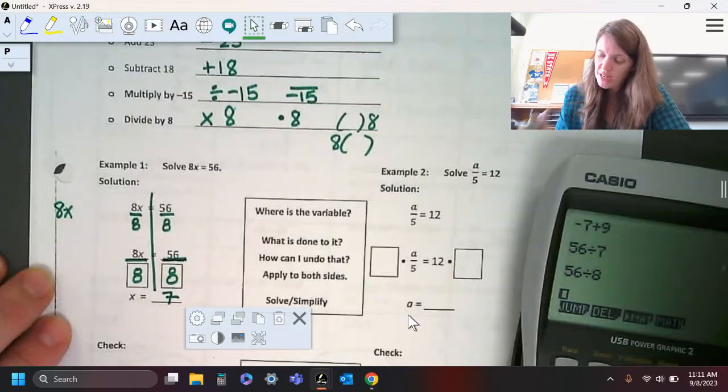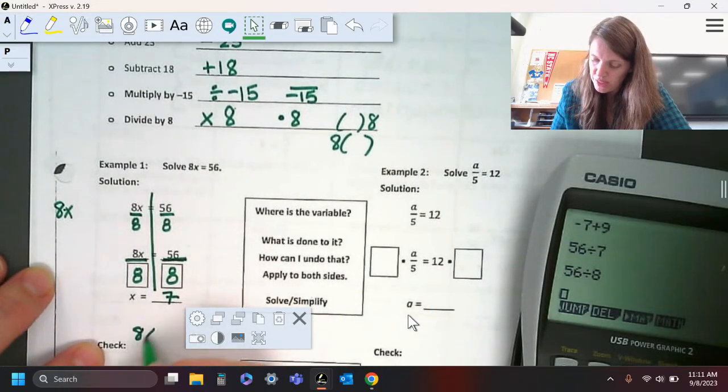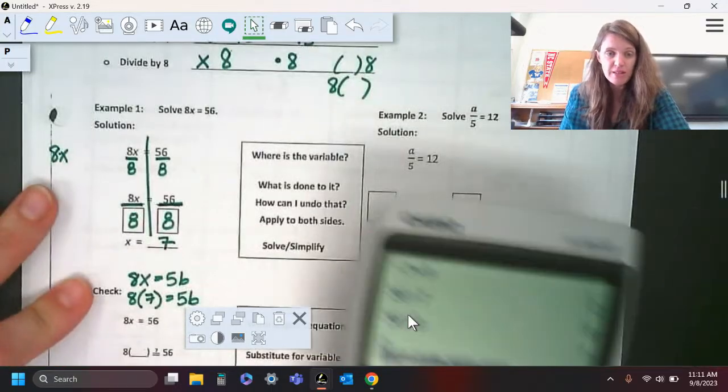Well, how do I check to make sure it's right? All right, well, let's go back to our equation. Our original equation was 8x equals 56. So 8 times 7 has to equal 56. Well, does 8 times 7 equal 56?